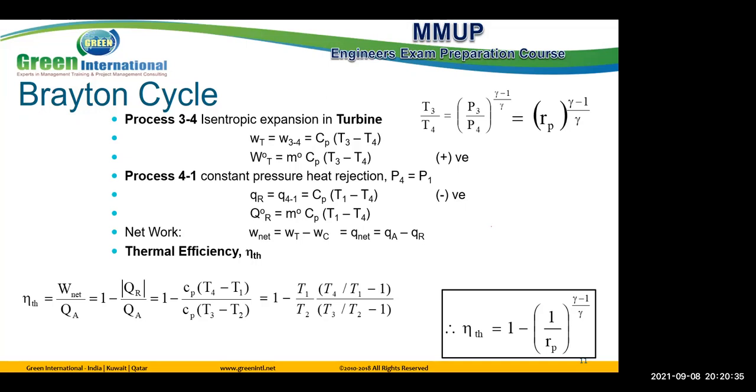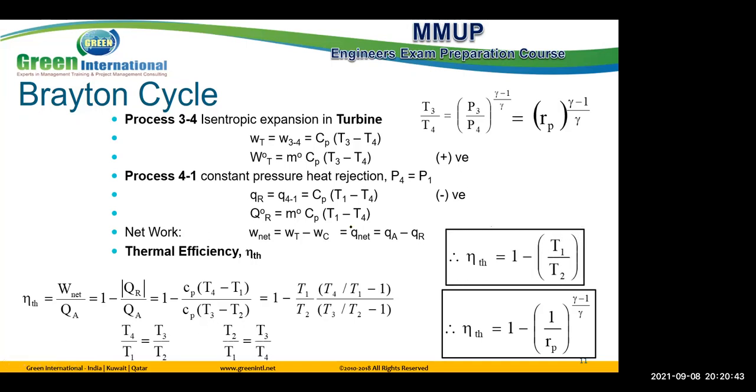So efficiency is equal to what? Efficiency is equal to 1 minus T1 over T2. If you have the pressure ratio, can you calculate this? Yes. T1 over T2 is equal to 1 over RP to the power of gamma minus 1 over gamma.